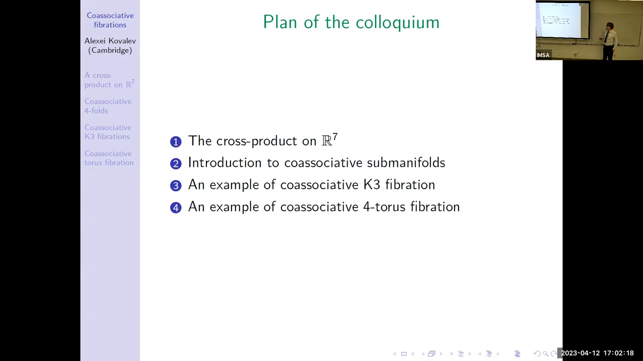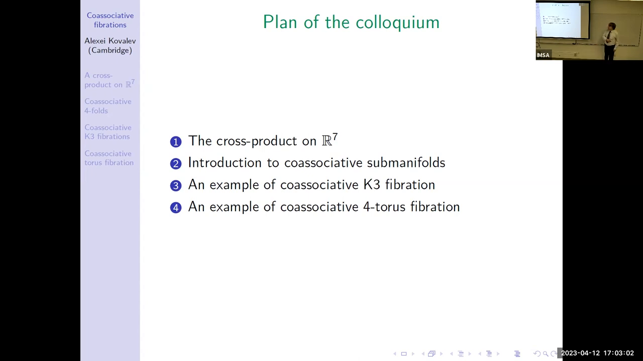So specifically, I'll explain the cross product in seven-dimensional space, and then I'll proceed to explain how this can be used to define a particular class of submanifolds, which are called co-associative submanifolds. And these submanifolds will be fibers of the co-associative fibrations in the title. And so the second part of the colloquium will sketch, missing some important technical details, but I'll give the main ideas in two different constructions of these co-associative fibrations, and what I believe to be the interesting features about them. So that's the general plan.